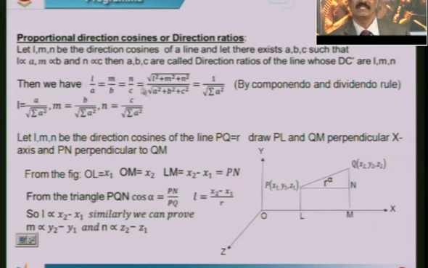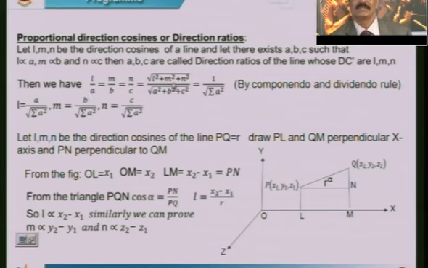For that, you see it's a property, that's a rule, the component dividend rule. It says you take the square root of the sum of the squares of the numerator, and in the denominator also do the same operation, the square root of A square plus B square plus C square, and then these ratios are equal to this ratio.